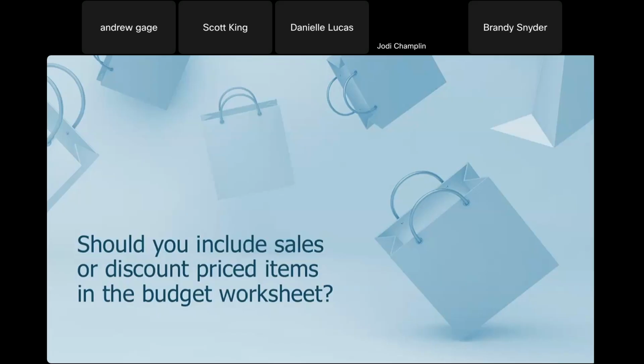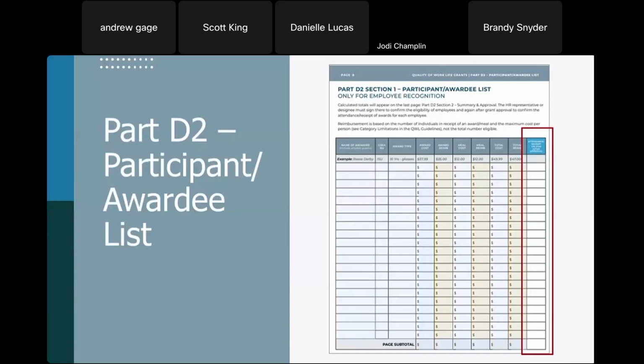I always suggest that you circle the original price on your quotes since sales and original retail prices are usually listed together. Only include the original full retail price on the budget worksheet. This is because we can't guarantee that you'll get the sales price when you go to purchase. The delay between applying and purchasing can be several weeks because of the review and approval process. Part D2 is the participant or awardee list.